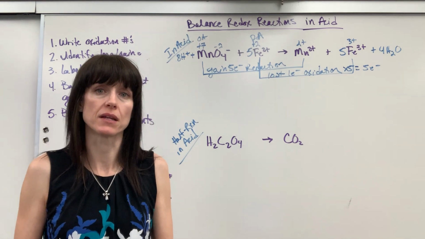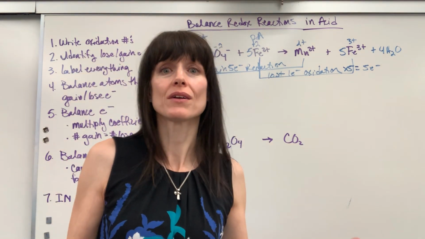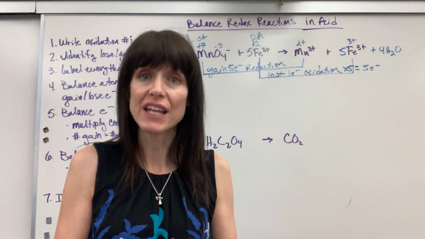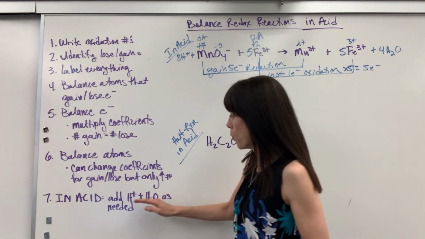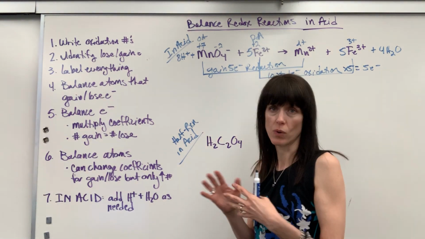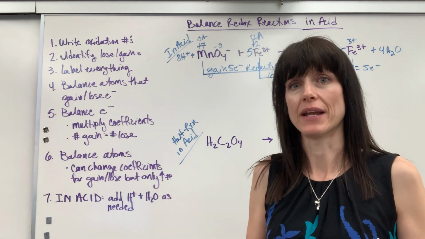When you're balancing an acid, number 1, do a regular redox balancing. Okay, balance electrons, balance atoms. Then you simply add water and hydrogen to make the rest of it work. Add whatever hydrogen and water you need to balance the rest of the atoms.